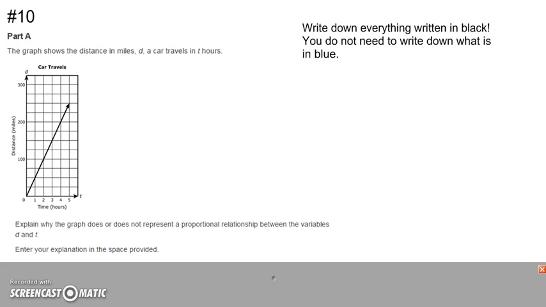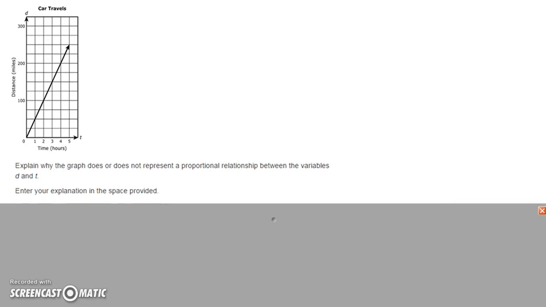Number 10, Part A. The graph shows the distance in miles, D, a car travels in T hours. So we see a graph. T is the time in hours, D is the distance in miles, which is on the y-axis, and we see a line that passes through (0, 0) and is increasing. Explain why the graph does or does not represent a proportional relationship between the variables D and T. Enter your explanation in the space provided.